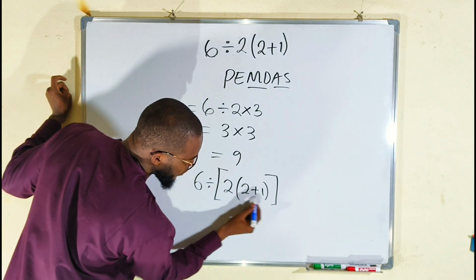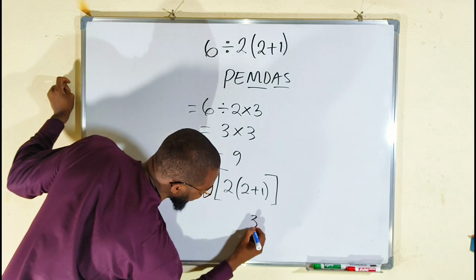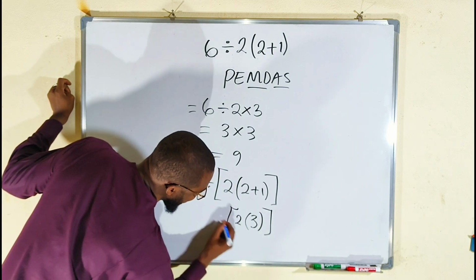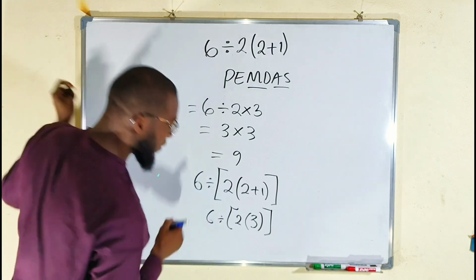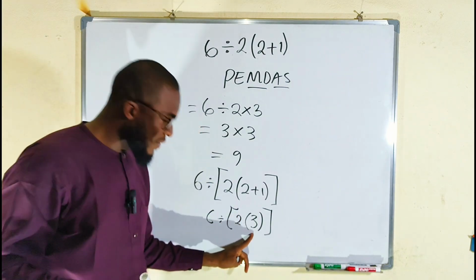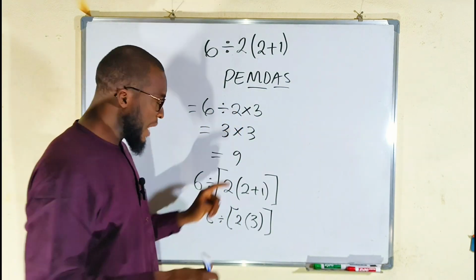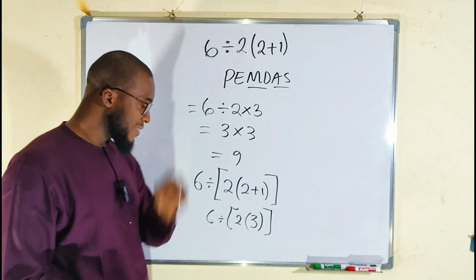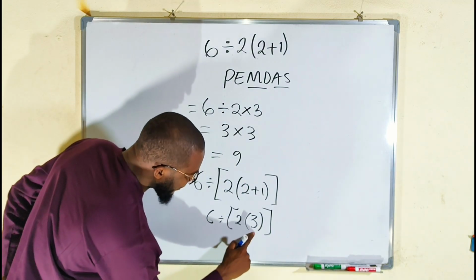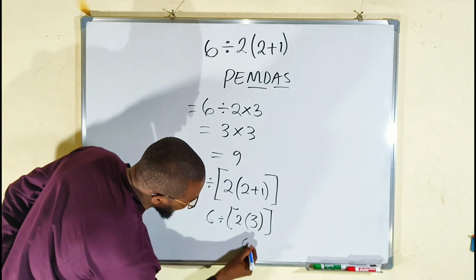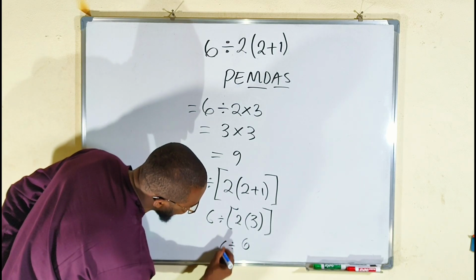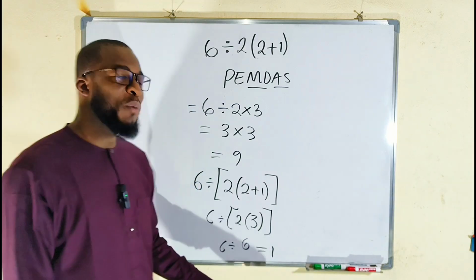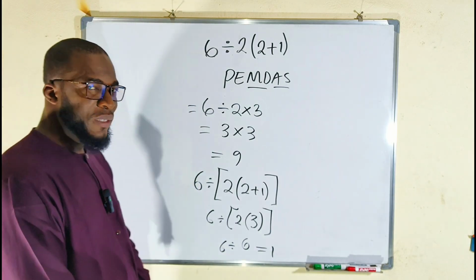So 2 plus 1 is 3, so we have 3. We still have 2 outside. The whole of this should be divided by 6. And this, I told you, is multiplication. And because they are under bracket, you have to still simplify what is right inside. This time, this will give us 6. We still have divide by 6 outside. And you know that 6 divided by 6 will give us 1. So this is why other people are getting 1.